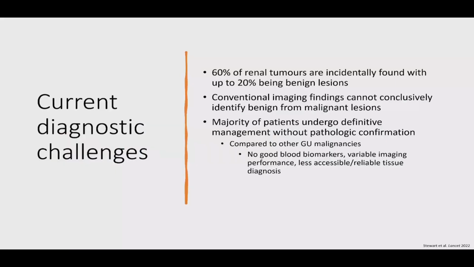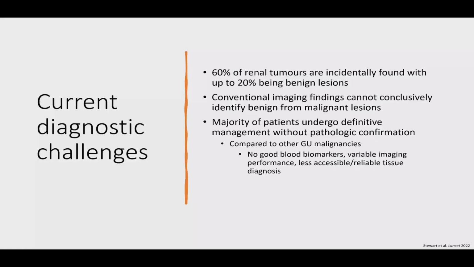In terms of diagnostic challenges, I think even though some of the advances on the diagnosis of RCC are exciting, there are still a lot of challenges. For one, up to 20% of the lesions resected are benign, which suggests that there is some degree of overtreatment of these lesions. To this day, conventional imaging still cannot reliably distinguish benign from malignant lesions. And finally, we would say that the majority of patients undergo definitive management without pathological confirmation.